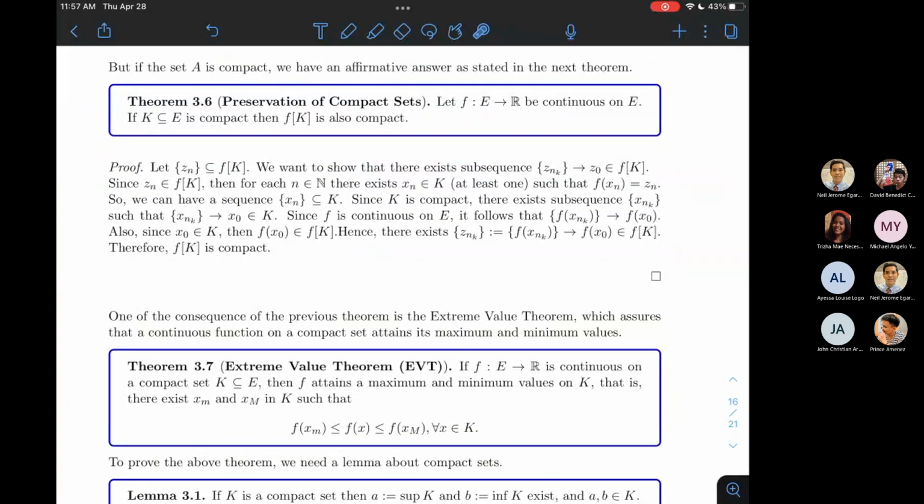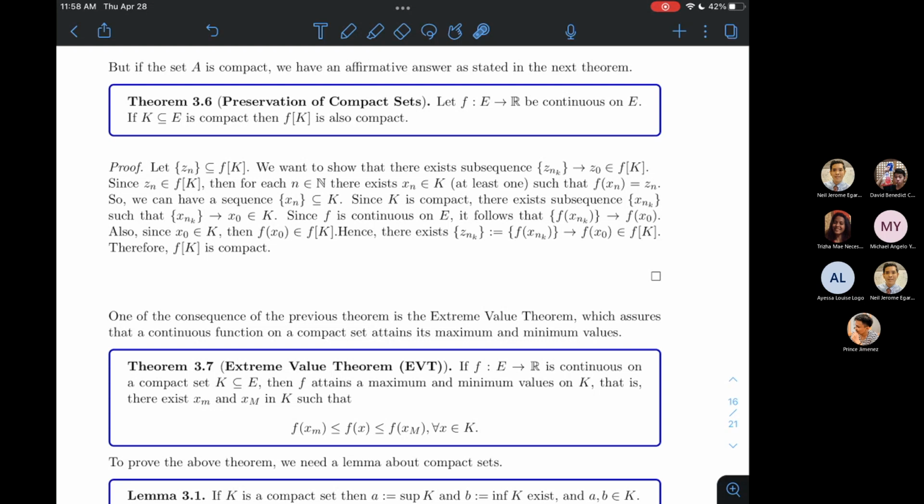ibang usapan kapag compact yung set natin. Alright? So remember, we characterize compact sets to be those sets that are both closed and bounded. So kung meron kang isang set na closed, kung closed lang yung pagiging property niya, hindi necessarily magpa-follow na yung image niya under a continuous function is also closed. Alright? Pero pag dinagdagan mo ng boundedness, yung subset ng domain, so naging closed and bounded na siya. Remember, a set is closed and bounded if and only if it is compact. All right? So ang image niya na ay nananatiling compact.